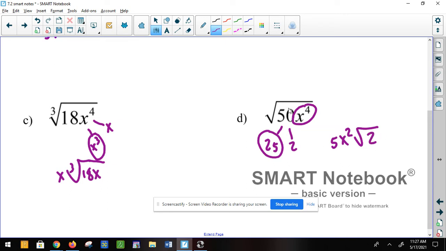And again, there's no x under here because the entire x to the 4th factor came out completely, right? There is no x left over. So that's why there's no x left under the radical there.